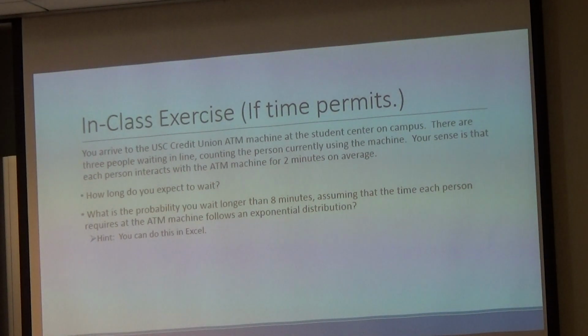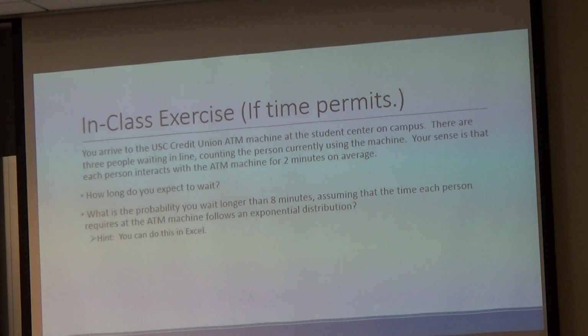How long do I expect to wait to get my money? This one should be easy. So 6 minutes. There's 3 people, each one is taking 2 minutes on average, 3 times 2 is 6. This next one is maybe slightly harder. You're thinking, I've got this 6 minutes to wait, so let's do another calculation.